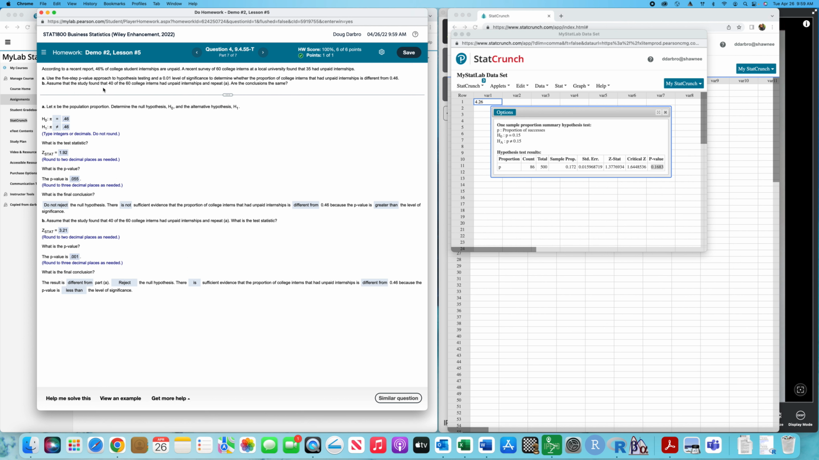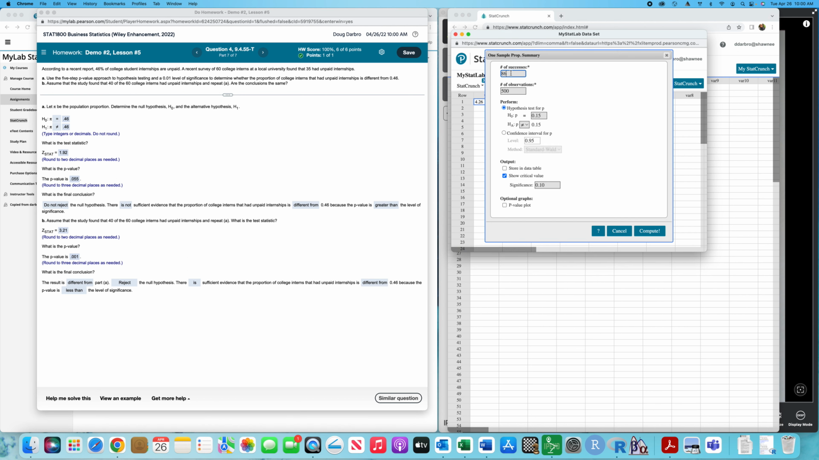Question 4. In a recent report, 46% of college internships are unpaid. Oh, that's a bummer. A recent survey of 60 found that 35 were unpaid. Use the 5-step p-value approach at a level of 0.01. All right, gang, let's do it. So successes, I would have 35 out of 60. My null hypothesis would be 0.46. And my alternative is not equal to 0.46.